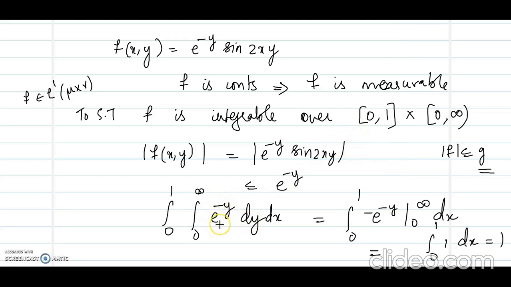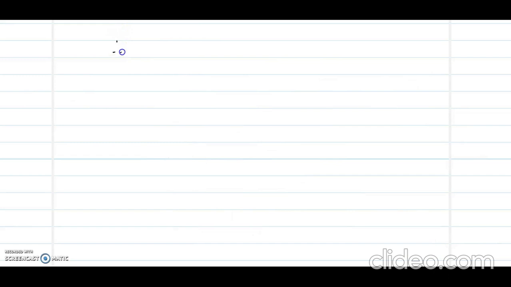So we can say that g equal to e power minus y is integrable over this region, closed interval 0 1 cross 0 to infinity. The function g is e power minus y. Since g is integrable, f will be integrable. Therefore f is integrable. f is measurable because it is continuous, and f is integrable. And now we can apply the Fubini theorem.